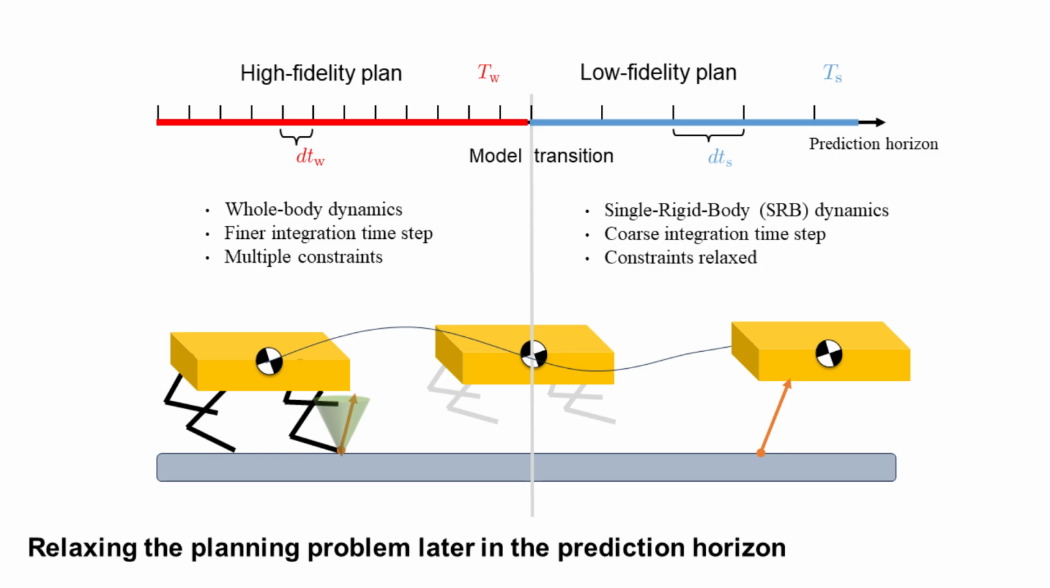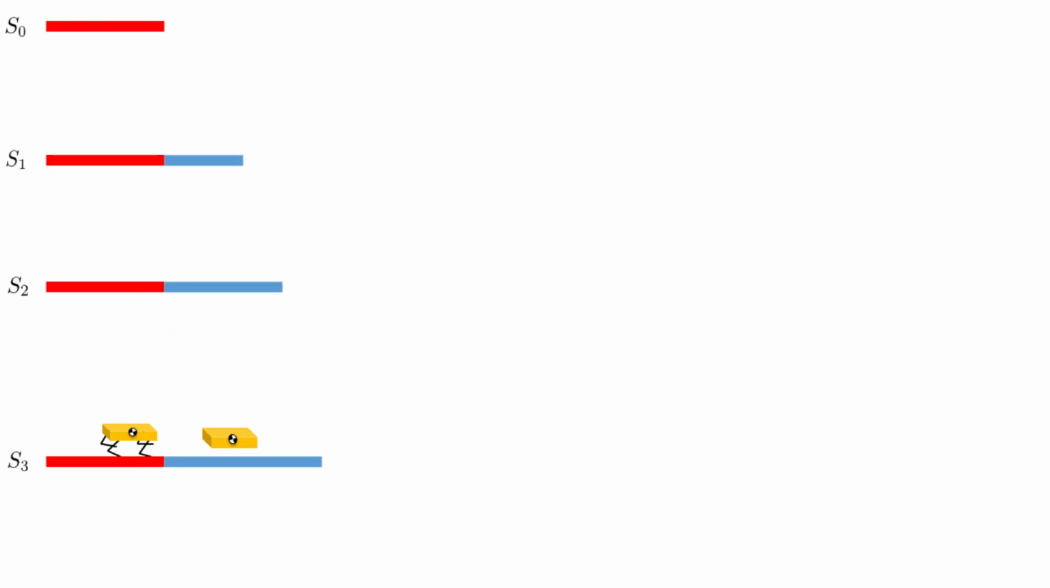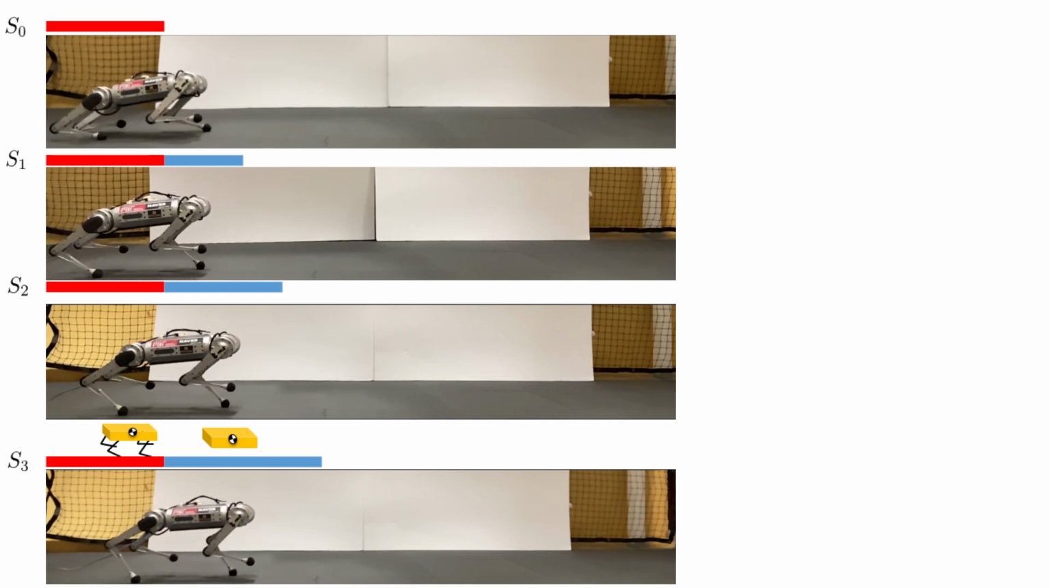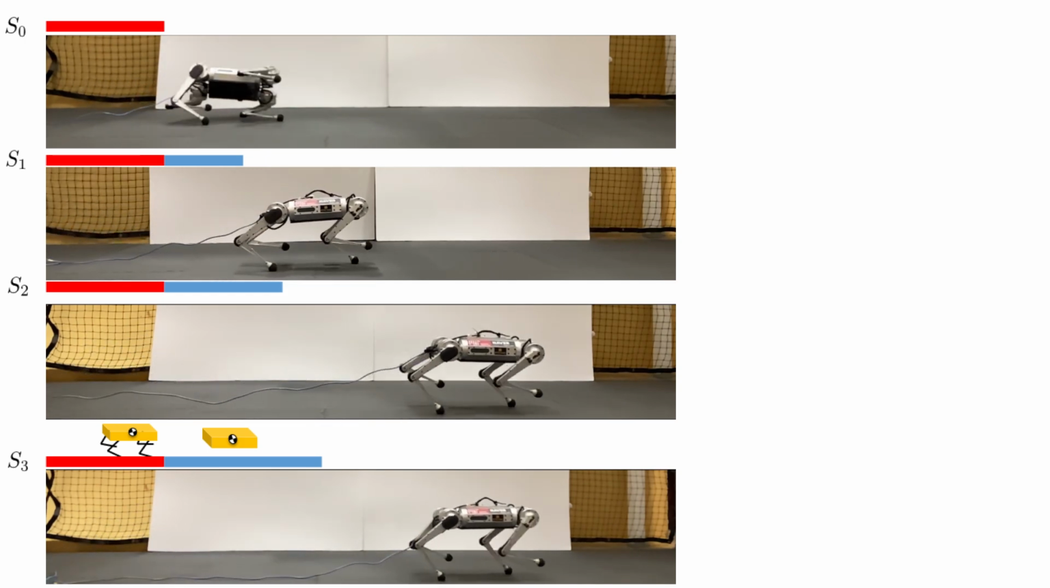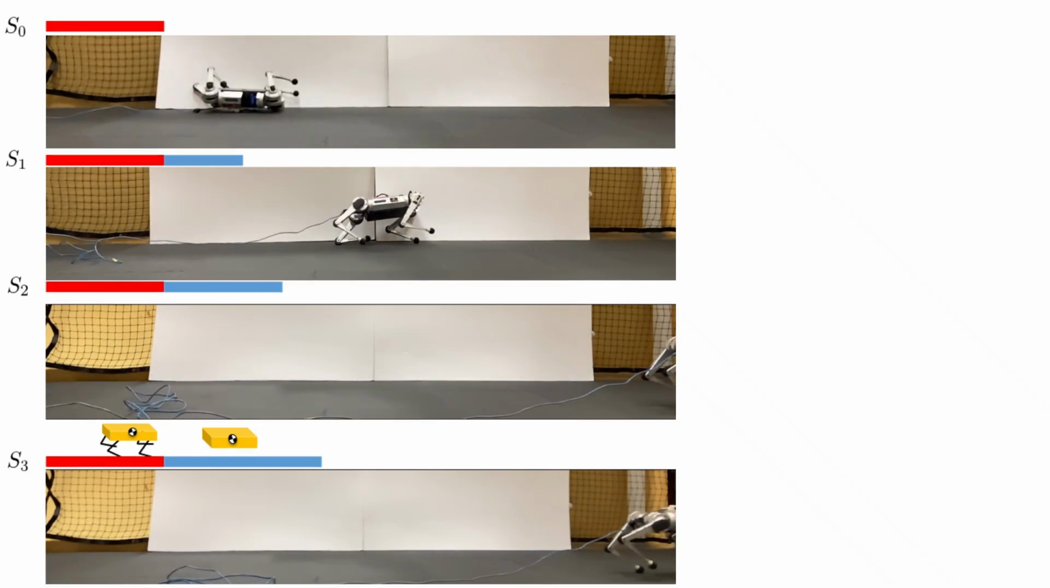The model schedule of CAFE-MPC represents the horizons of each plan and can affect the tracking performance of CAFE-MPC and the solve time at each control tick. Here we fix the length of the whole body plan to 0.25 seconds and vary the SRB plan from 0 to 0.3 seconds and demonstrate the effect of the model schedule with a trotting gait on the MIT Mini Cheetah.